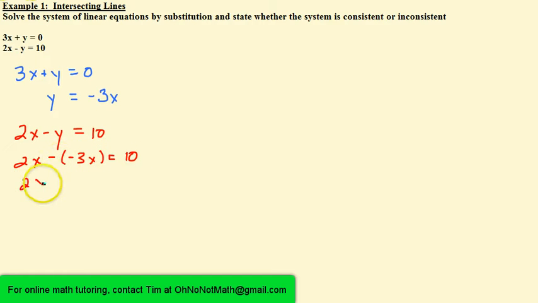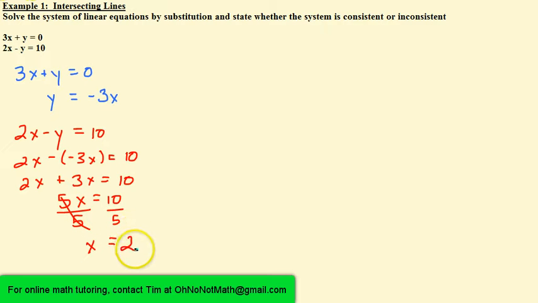We have 2x. Negative 3x is positive 3x, equals 10. 2x plus 3x is 5x equals 10. Divide both sides by 5. These 5's cancel. We have x equals 10 divided by 5, which is 2. So now we found the x term.